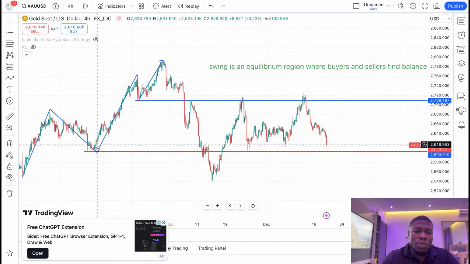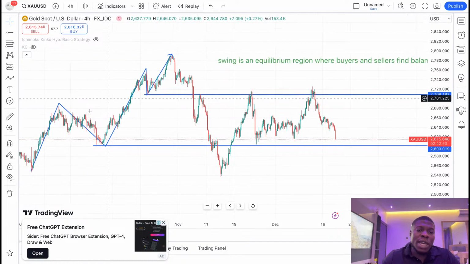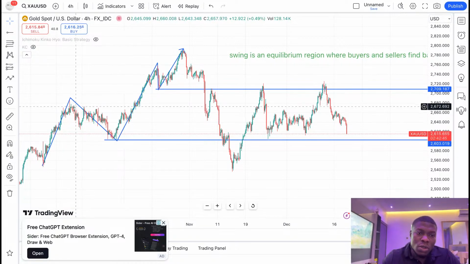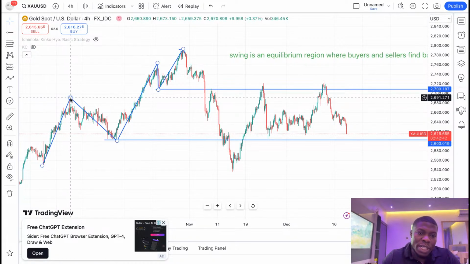So in all these places we call swing high and swing low, it's an area of support where buyers and sellers find just a neutral point. Where the buyers were moving up, at this place, which is called a swing, the sellers will take control and push it down. So this place, the buyers and the sellers are meeting at this joint. So you can call it a swing point. It's just an equilibrium region in a chart.